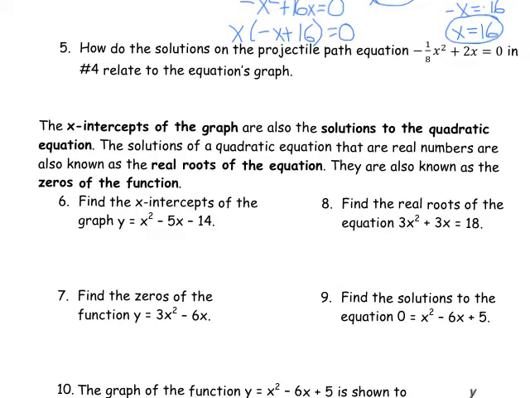So I want you guys to do 7 and 8 together with your partners. Or no, 7 and 9. Sorry. Do 7 and 9 together with your partners. Go ahead.